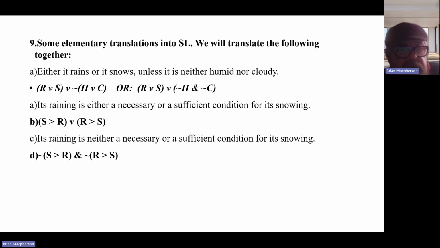Here's number C. It's raining is neither a necessary nor a sufficient condition for it snowing. First of all, you take a necessary condition, that would be S then R, and a sufficient condition, R then S, and then you negate both of them, because you're saying it's not the case that raining is necessary, and it's not the case that raining is sufficient.